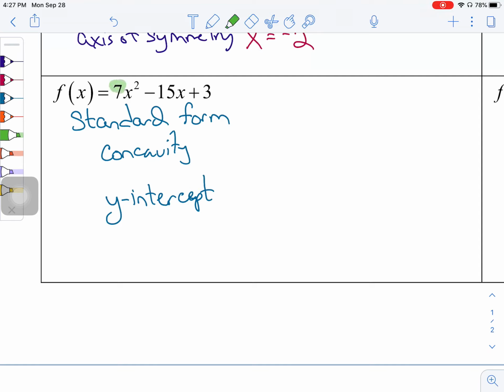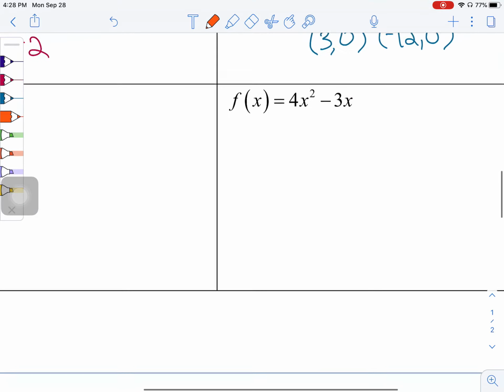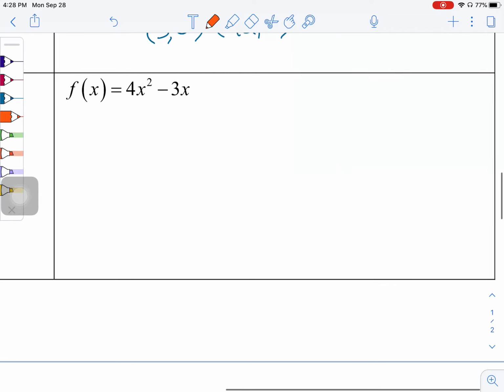So concavity, leading value here, your a value is positive 7. So this is concave up. Your c value is positive 3. So that means my y-intercept is (0, 3). Please make sure that your intercepts are being written as ordered pairs so that you make sure that you are getting the right notation.